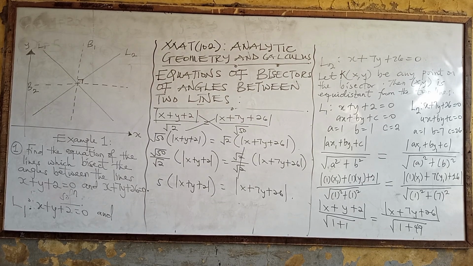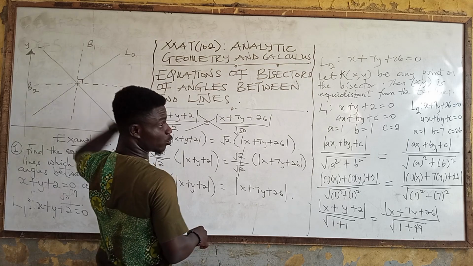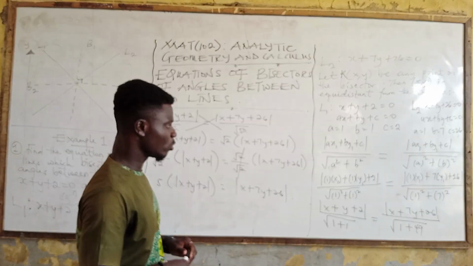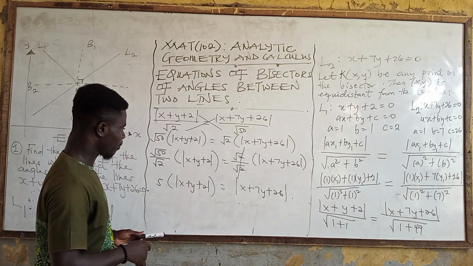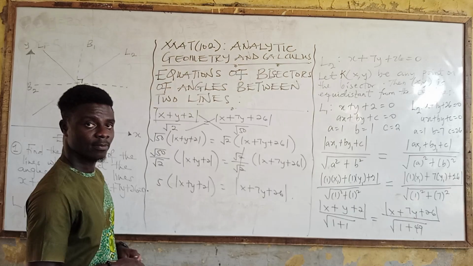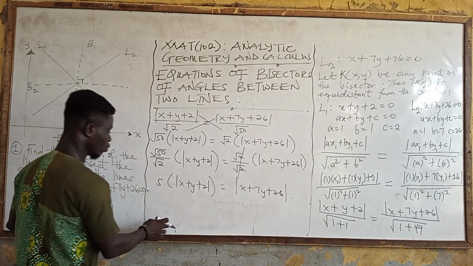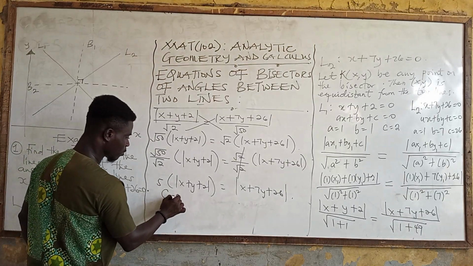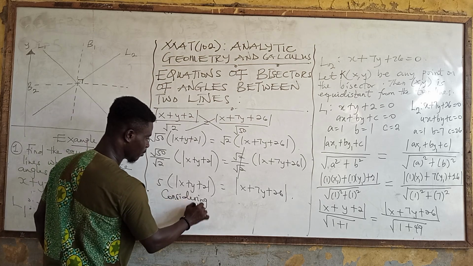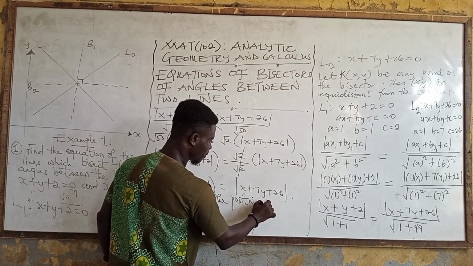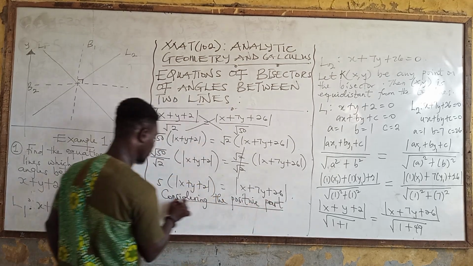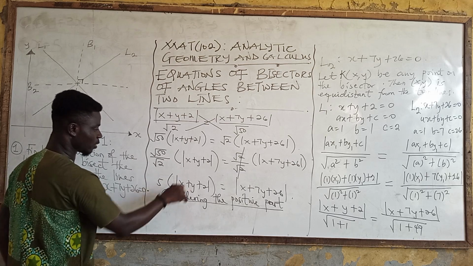Alright. So now, the reason why I brought the absolute is because there are two bisectors, so we have to get two equations, right? So now here, we have to consider the positive part of the absolute. So we have to take off the absolute.